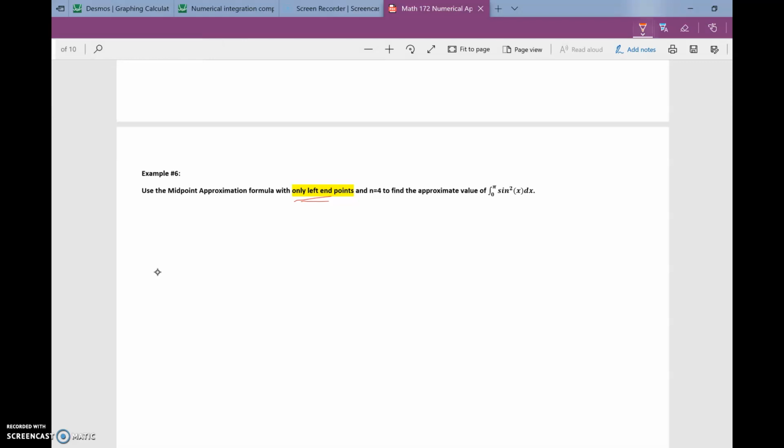So it's the sine squared function, which we already done. Your delta x is still the same. So delta x is equal to b minus a, so in this case, pi minus 0 divided by 4, or pi over 4.